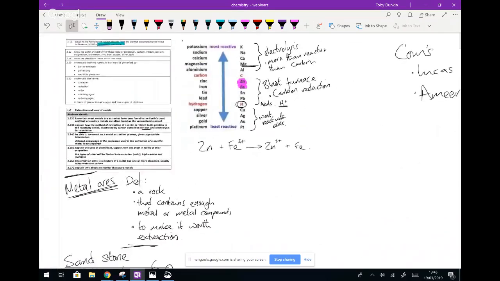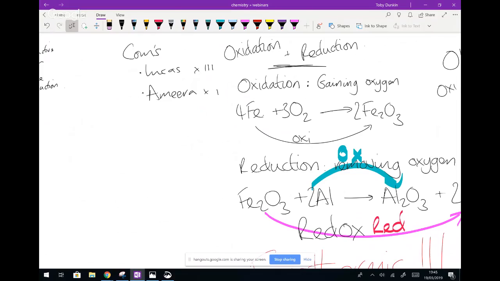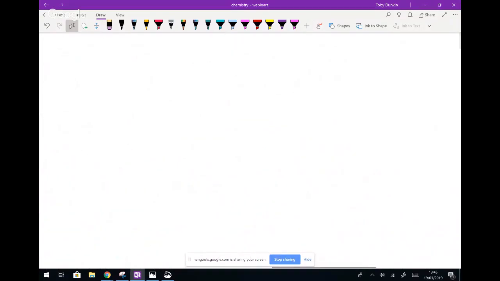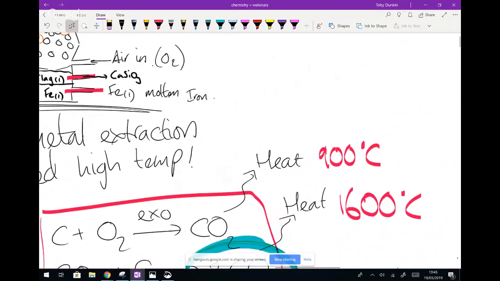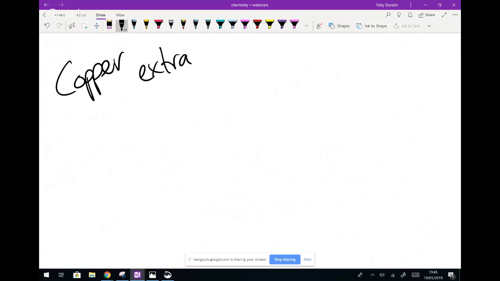Right, I'm going to now do copper's extraction, because copper needs talking about. Because copper is now very special. Okay, title is copper extraction. Now, copper extraction.